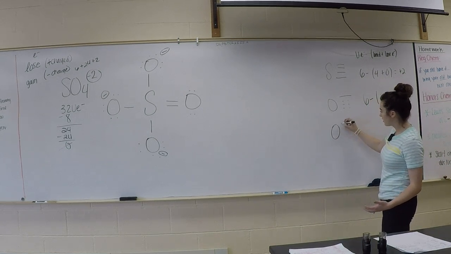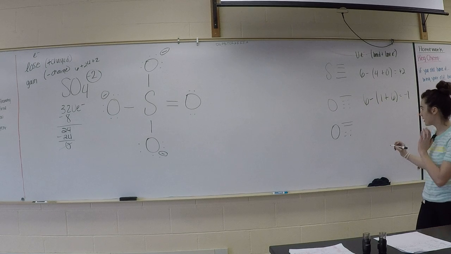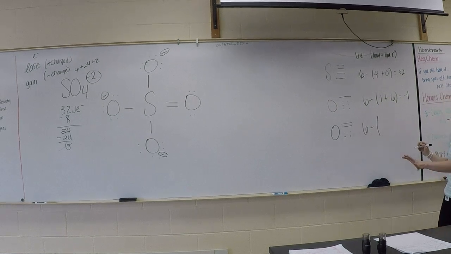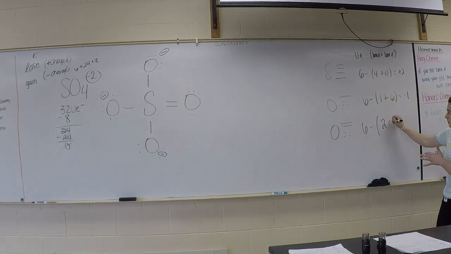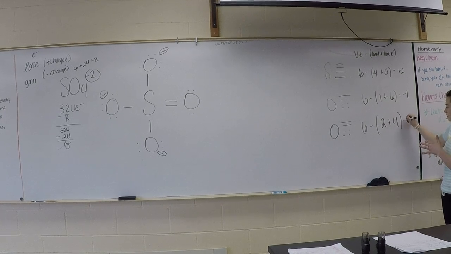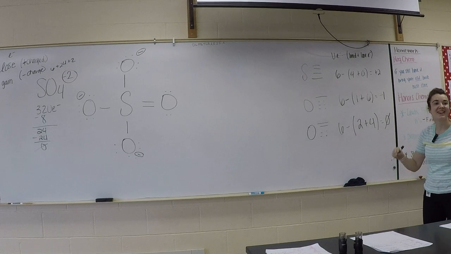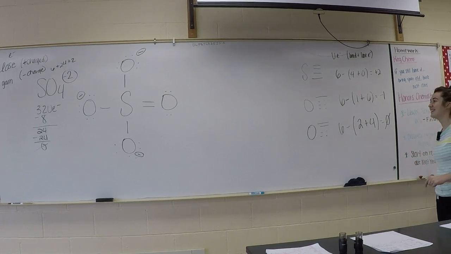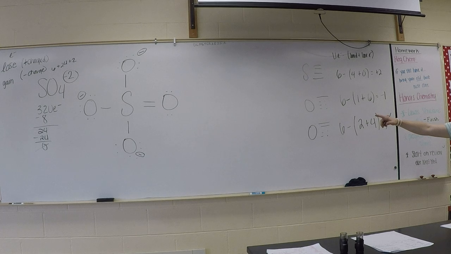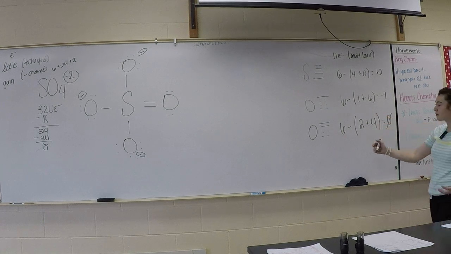So oxygen, 2 bonds, 2 lone pairs. How many bonds? 2. How many loners? 4. So this oxygen is 6 minus 6, neutral. All right, so did we kind of just help our situation out a little bit? Yeah? What about our sulfur now?